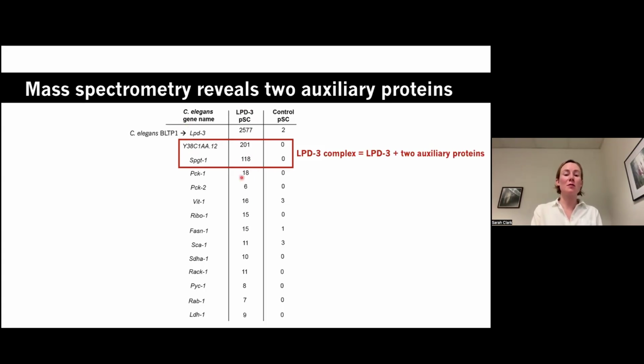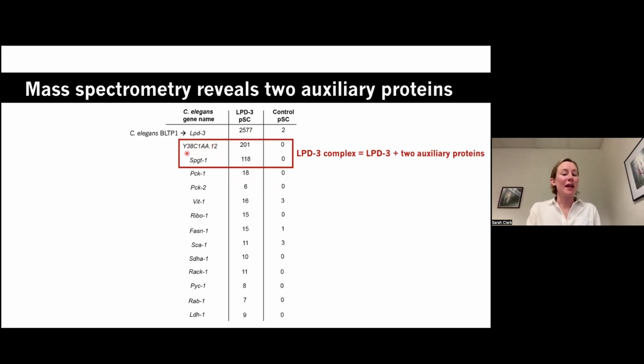So in this column, you see the peptide spectral counts for the protein isolated from our transgenic worms. And here's our control, which is wild-type worms, to control for non-specific binding during the purification process. And we see very high peptide spectral counts for these two proteins, indicating that they are co-purifying with our LPD-3 protein. And lower peptide spectral counts for a host of other proteins, which I'll talk about a little bit more later at the end.